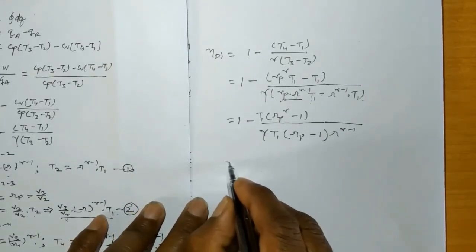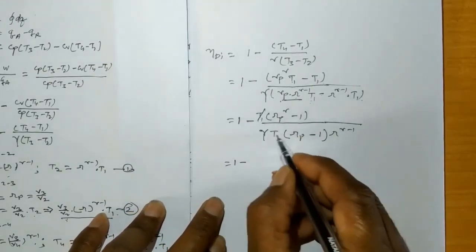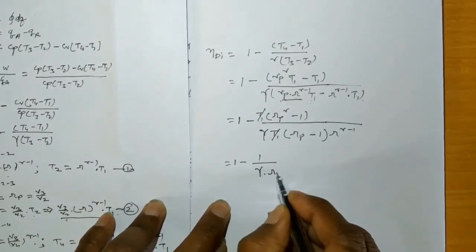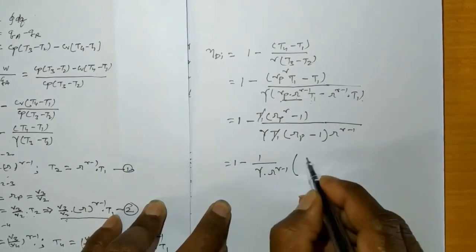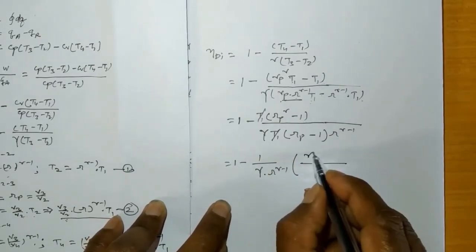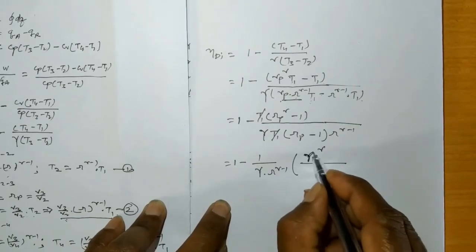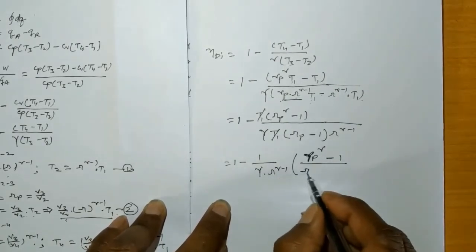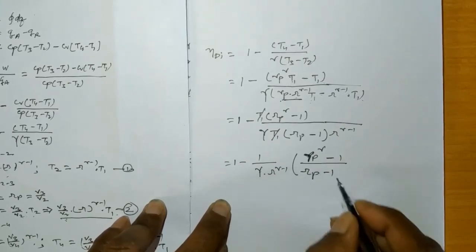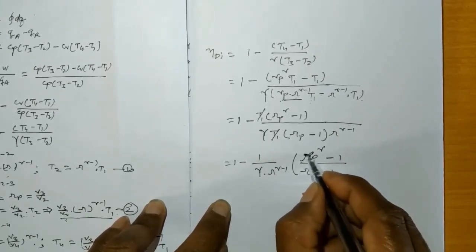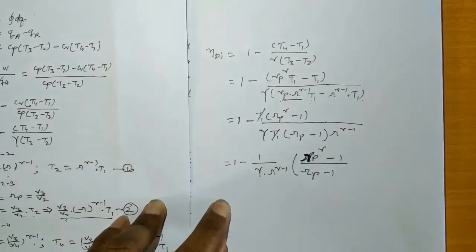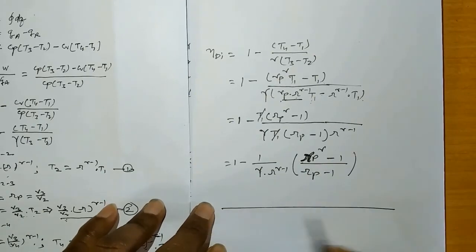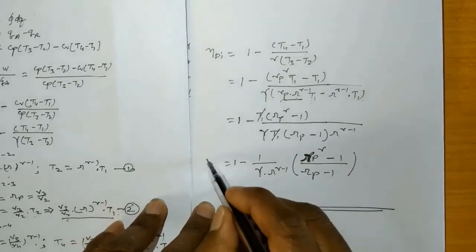That will equal 1 minus, T1 is cancelled, 1 by gamma into R power gamma minus 1 into Rp power gamma minus 1 by Rp minus 1, where Rp is the pressure ratio. This is the derivation of the efficiency of the diesel cycle.